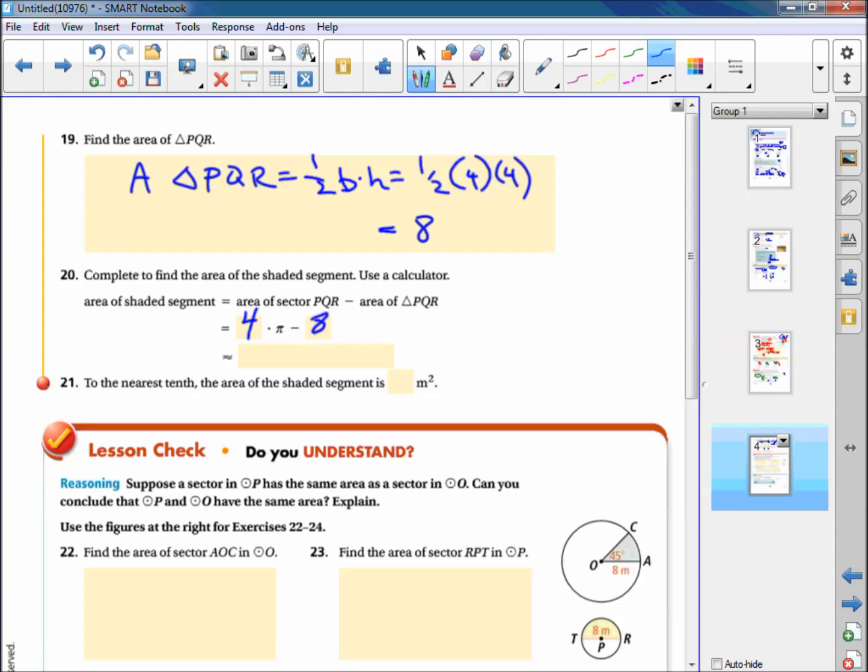And then we're going to type that on our calculator here, which will give us about 4.5663706, a whole bunch of other stuff. Okay, and then round it to the nearest tenth of a square meter, which will be 4.6.